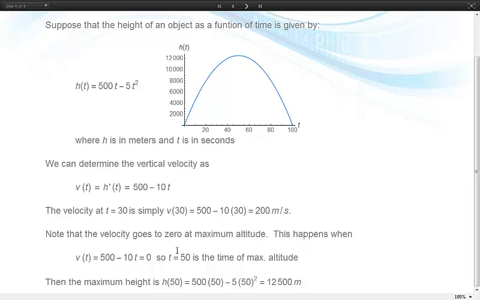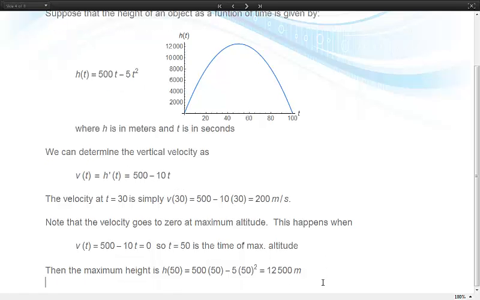And if I want to find the actual maximum altitude, I plug the time back into the height equation. At t equals 50, h is given by 500 times 50 minus 5 times 50 squared, and that's, if you do the arithmetic, 12,500 meters. And it looks about right from the graph.